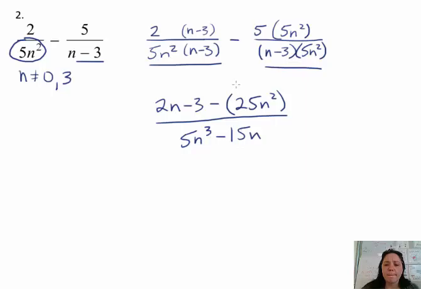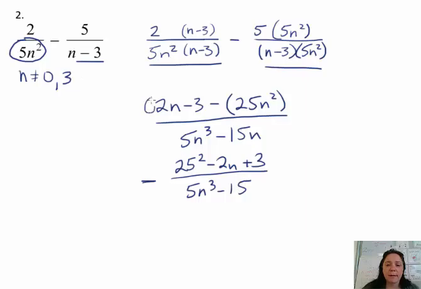Now, I can just rearrange these terms to minus 25n squared plus 2n minus 3, but I'm going to factor a negative 1 out of that because I like my leading coefficient to be positive. So that gives me 25n squared minus 2n plus 3, factored a negative out of each of these, all over 5n cubed minus 15n.